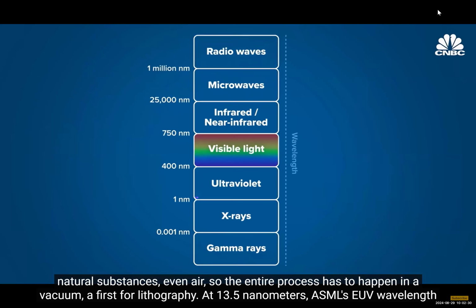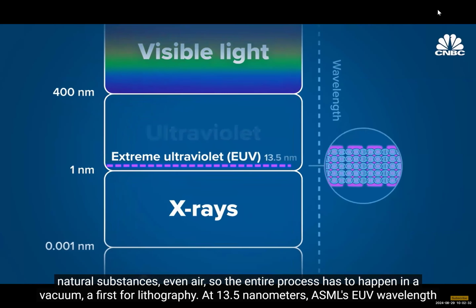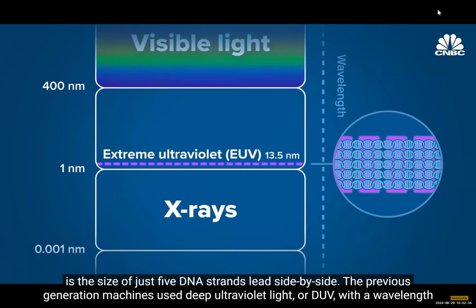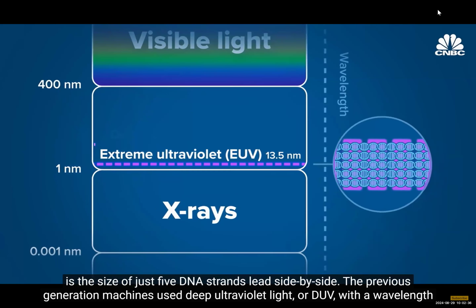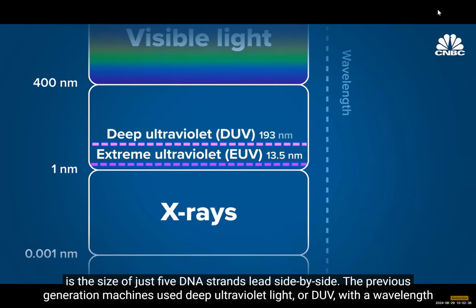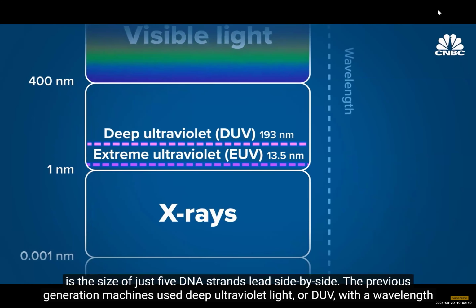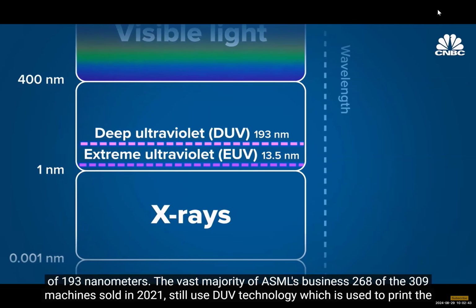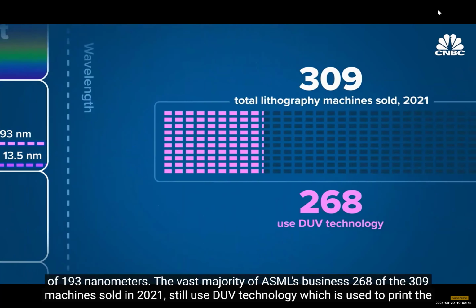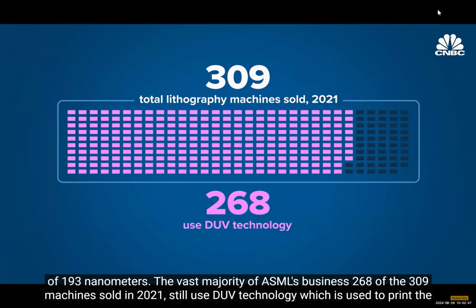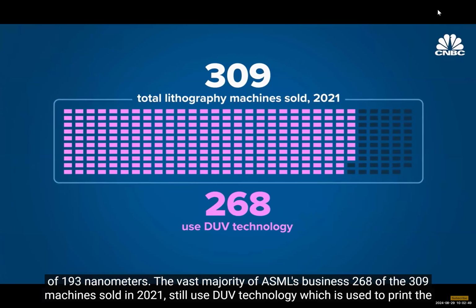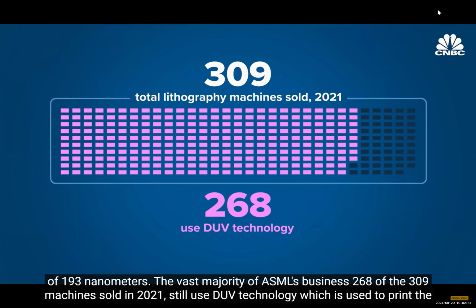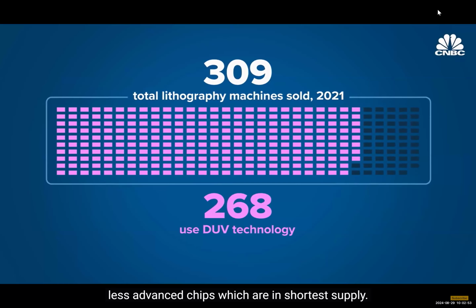At 13.5 nanometers, ASML's EUV wavelength is the size of just 5 DNA strands laid side by side. The previous generation machines used deep ultraviolet light, or DUV, with a wavelength of 193 nanometers. The vast majority of ASML's business, 268 of the 309 machines sold in 2021, still use DUV technology, which is used to print the less advanced chips, which are in shortest supply.